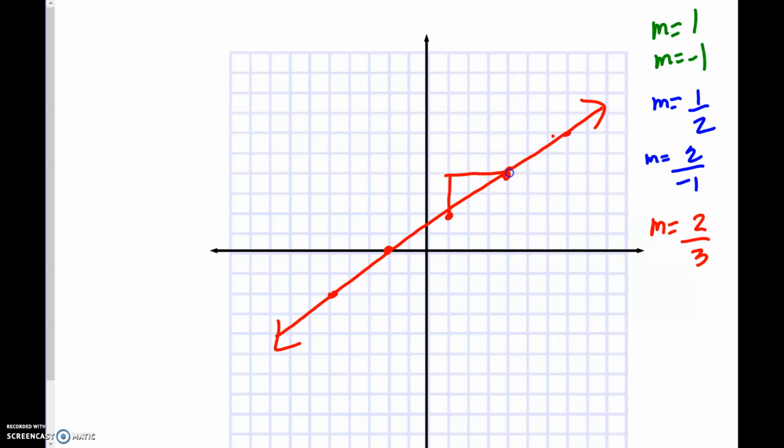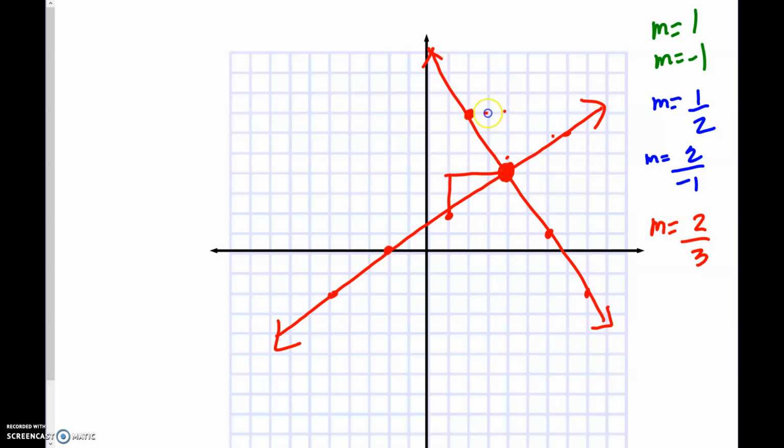All right, so let me pick this point right here. All right, let's connect these. Do these lines look like they are nice and perfectly parallel here? So now look what happens here.